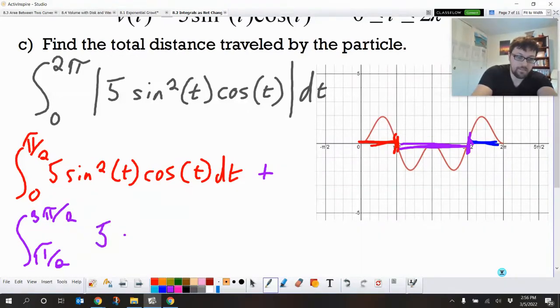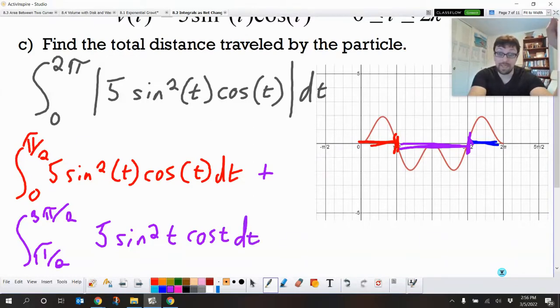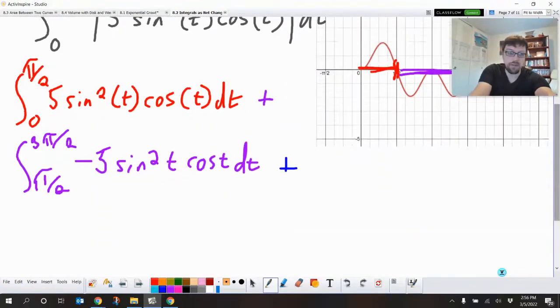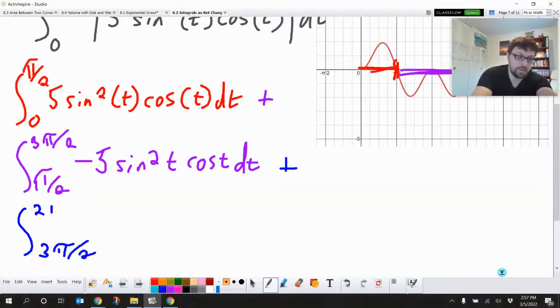And it's still going to be that 5 sine squared t cosine of t dt. But we want this thing to be positive and not negative. Well, that's an easy fix. You just slap a negative in front of it. Done. Then we're going to add that to this final chunk right here, which is just going to be normal. So it's just going to be from 3 pi over 2 to 2 pi. And we'll do positive 5 sine squared t cosine t dt.